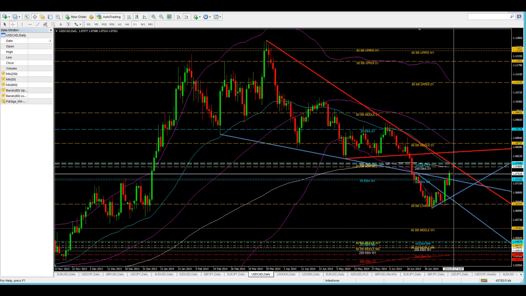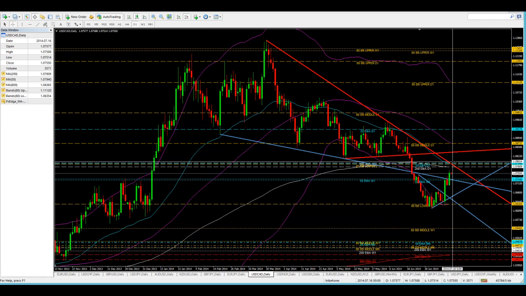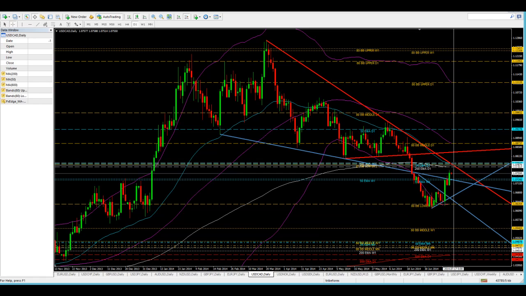The dollar CAD, I'm going to look for a buy up to 1.0800, and then I'm going to look for a sell from that point off of 1.0800. So that's also going to find consolidation.